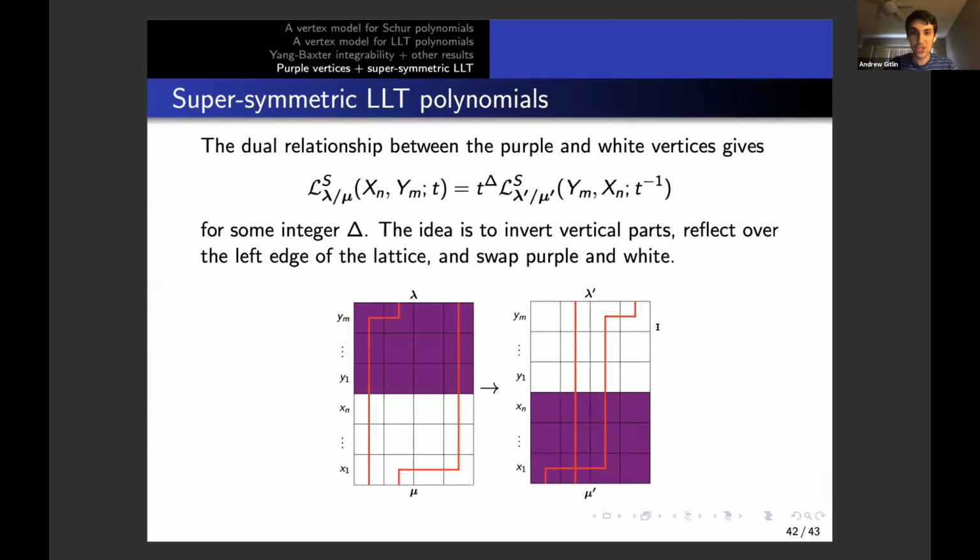And so that dual relationship between the purple and white gives me an identity relating supersymmetric LLT polynomials to each other. Namely, if I conjugate lambda and mu, and I swap x and y and then mess around with the powers of t, those two things are going to be equal to each other. Okay, and again, I won't go through the proof here, but the idea is to use the fact that you can convert purple and white vertices into each other.